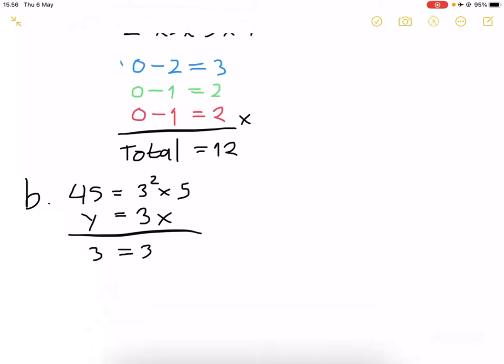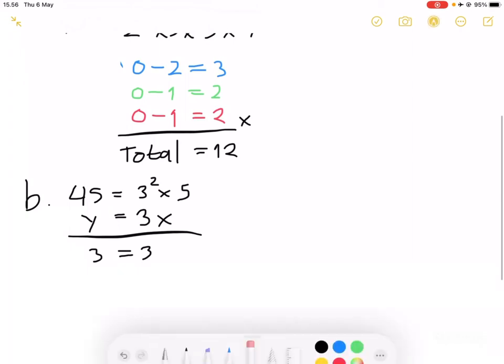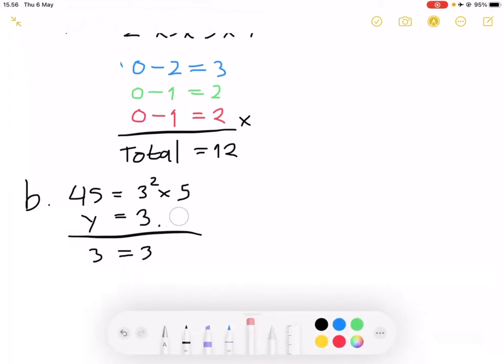However, the question is asking us to find the smallest possible y that satisfies the above. So therefore, there will be no multiplication of other primes that are messing around with the value of y. So hence, the smallest possible value of y is 3.